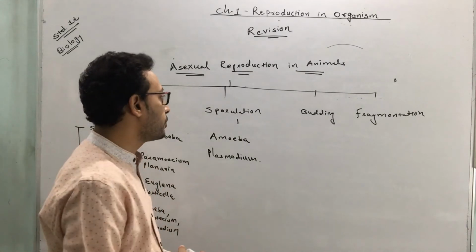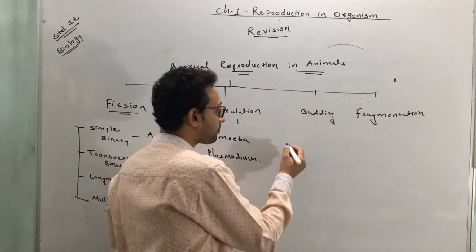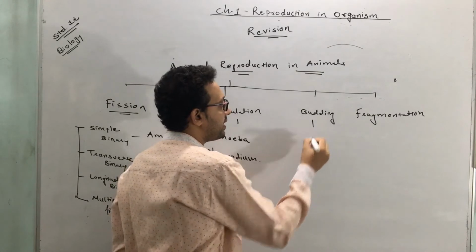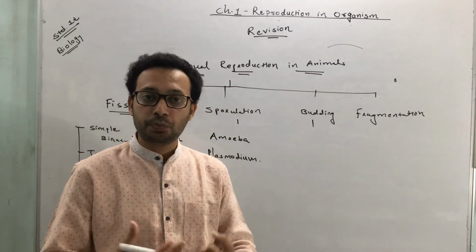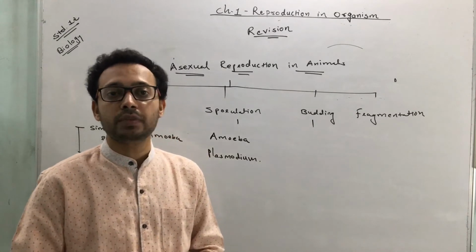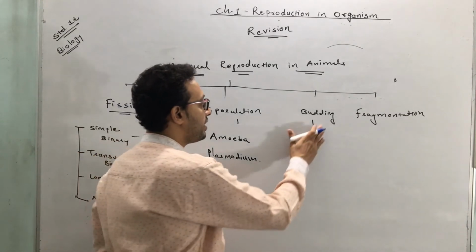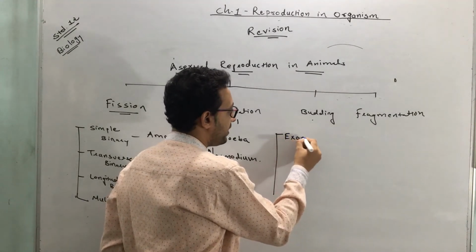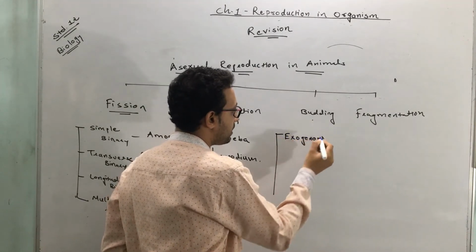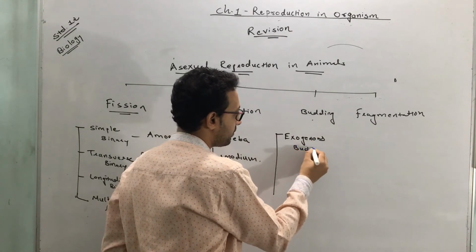Okay, so this is sporulation. Next, budding. In budding, a small outgrowth of a cell is observed. A small outgrowth of a cell is called a bud. The bud might develop outside the body. If it develops outside the body, then it is called exogenous budding.